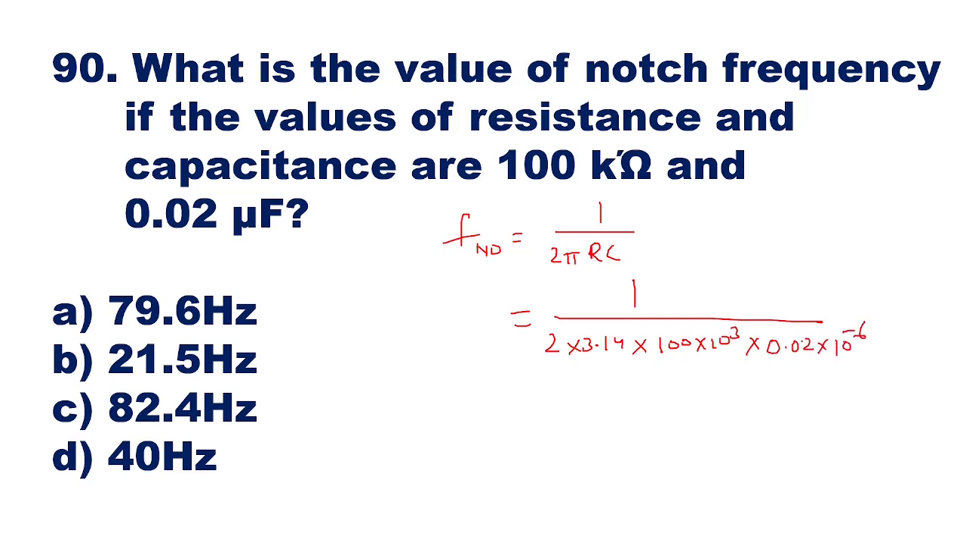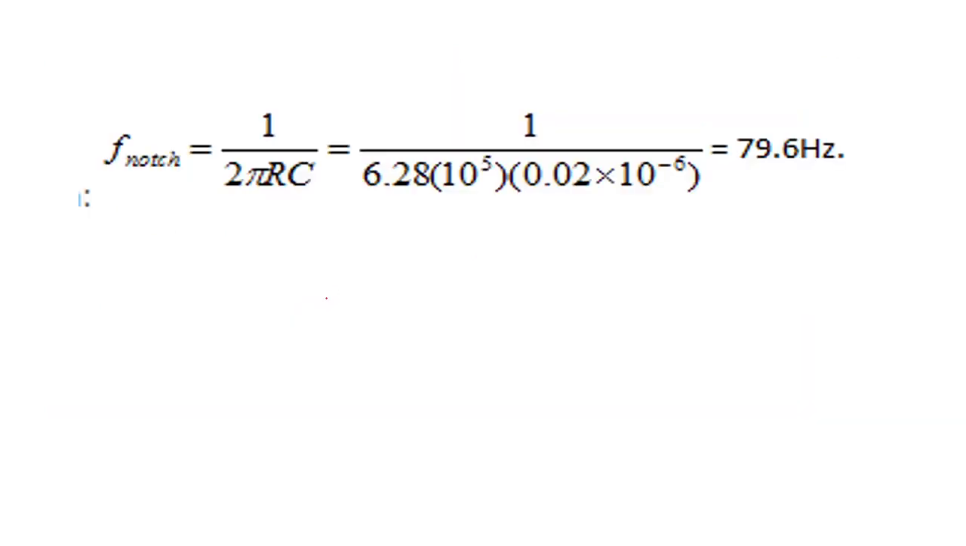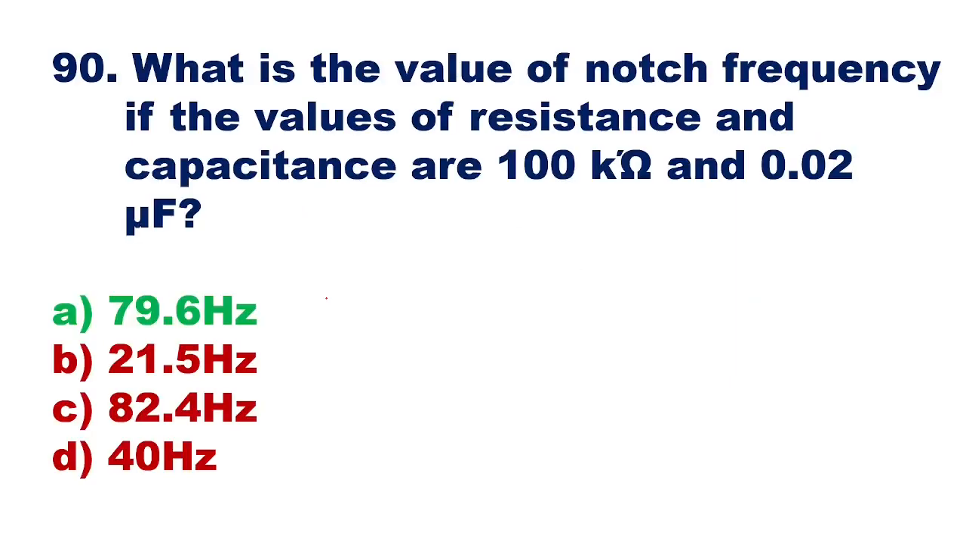Now if you substitute and simplify, we get the notch frequency equal to 79.6 Hertz. So option A will be the right answer, 79.6 Hertz. Here you can see this calculation will give you 79.6 Hertz. So option A is the right answer, that is 79.6 Hertz.